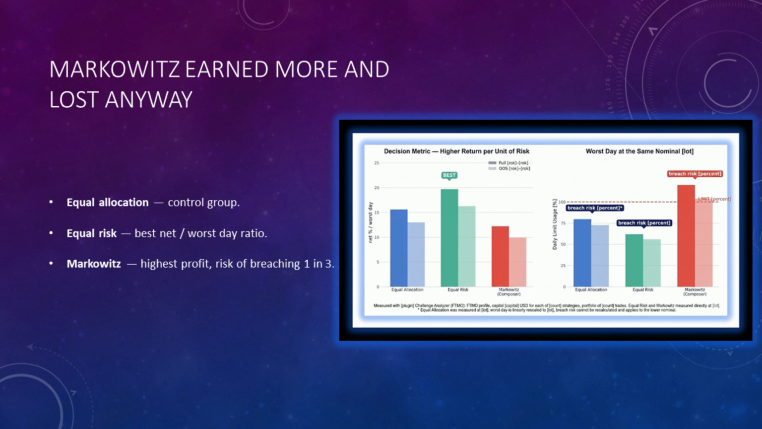And then Markowitz. It earned the most of all 3, but its worst day was 120% of the limit, and a risk of breaching of 37.5%. That's a 1 in 3 chance the challenge throws you out, against 0.2% for equal risk. 2 orders of magnitude apart.